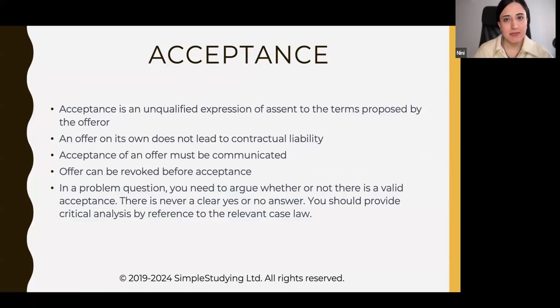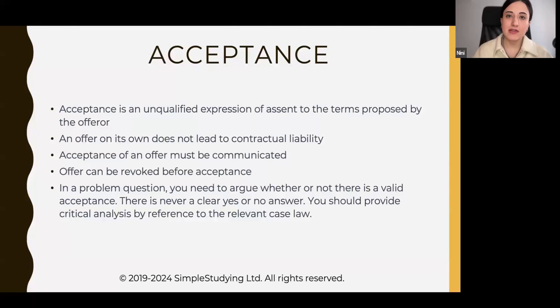Acceptance. What is an acceptance? Acceptance is an unqualified expression of assent to the terms proposed by the offeror. An offer on its own does not lead to contractual liability. So when one party makes an offer, just the offer is not enough to create a contract. It must be followed by an acceptance. Offer can be revoked, but only before the acceptance is made.